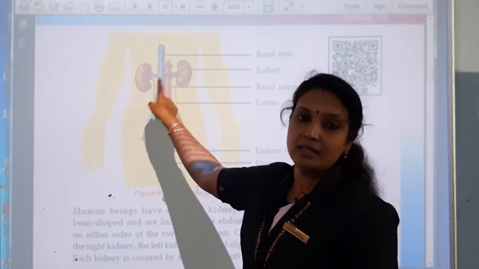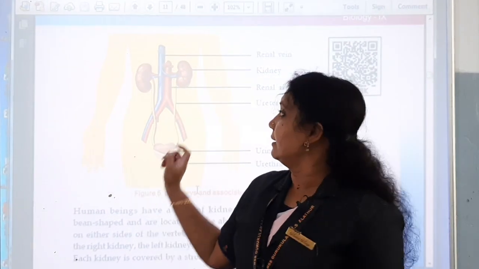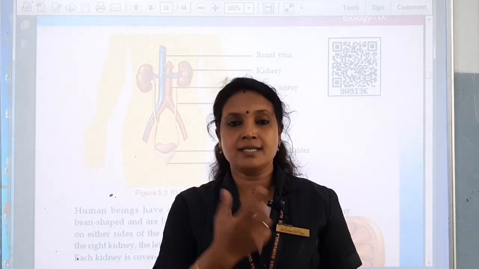They are bean shaped. Then the kidneys are protected by a strong but soft membrane. You know that the heart and lungs are protected by a double-layered membrane. In the same manner, the kidneys are also protected by a membrane, but it is not a double-layered membrane. It is a soft membrane but strong. Understood, all of you? Now let us see which are the associated parts of kidney.